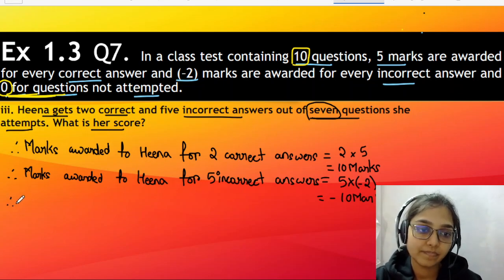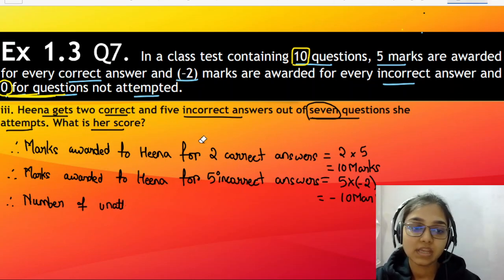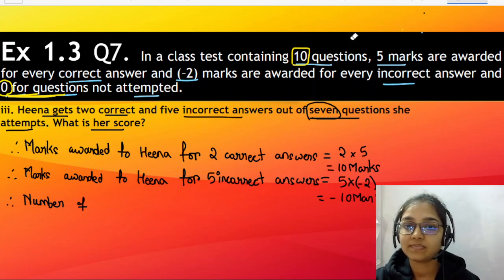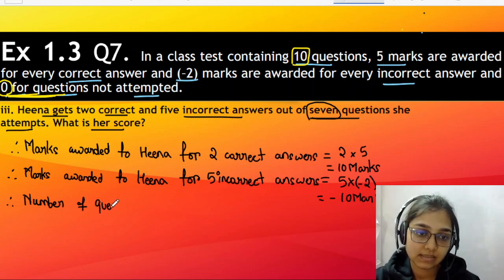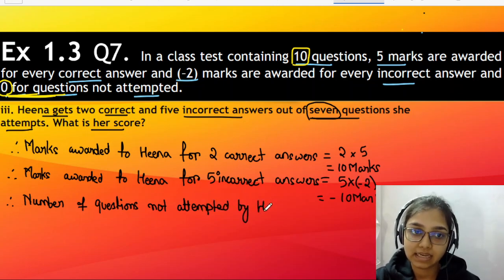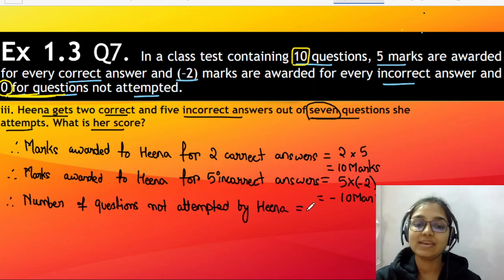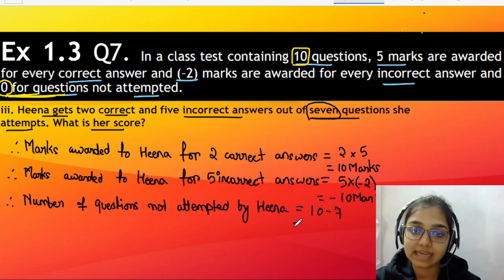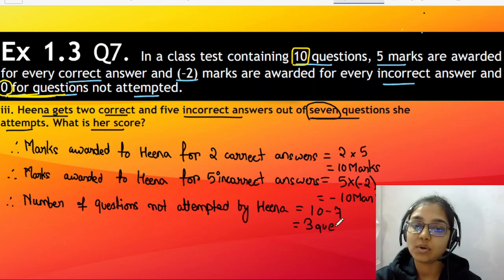So therefore, number of unattempted questions. Okay, we can write it directly, unattempted or not attempted questions. Number of questions not attempted by Hina is equals to 10 minus 7, that is 3. Okay, so she has not attempted 3 questions, right?